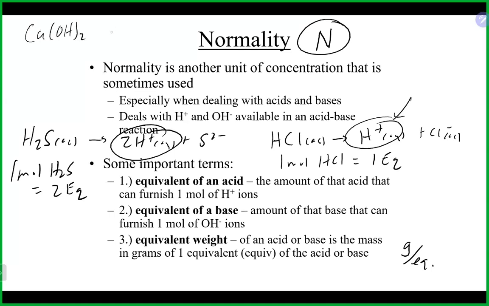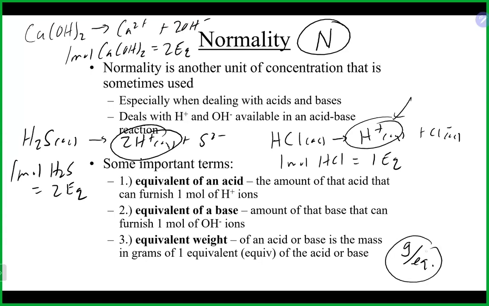That was calcium hydroxide. When that breaks apart, you get a calcium ion and a couple of hydroxides. And that means in 1 mole of calcium hydroxide, you'll produce two hydroxides, and that will give you basically two equivalents of hydroxide. So the amount of hydroxide or the amount of H plus that can be produced by an acid or base will give you basically how many equivalents you would get. And again, grams per equivalent is the equivalent weight, which is sometimes used for acids and bases. Questions on that there? All right.